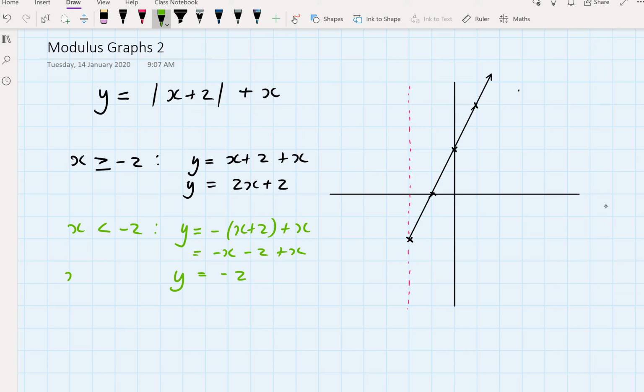So in other words, when x is less than minus 2, y is going to equal the graph minus 2. And what does the graph y equals minus 2 look like? Well, that's simply a straight horizontal line, and it's going to go like that. So this is a different type of modulus graph, different to the one that we dealt with before, which looked like a V bouncing off the x-axis, or a right V. We still have the V shape, but it's now slightly twisted.